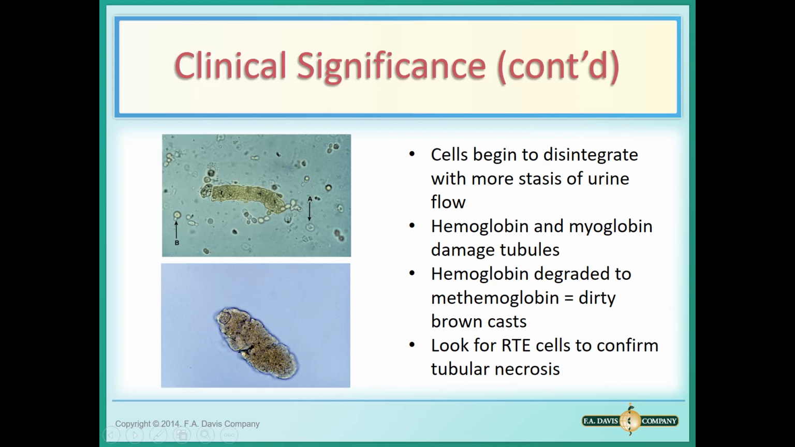In this case, if we see these dirty brown casts that are significant and considered more interpretive of, again, those itis diseases that we just talked about, glomerulonephritis and the like, we may want to look and see if there's any renal tubular cells there to be able to coordinate and correlate this clinically to some necrosis of the tubules.